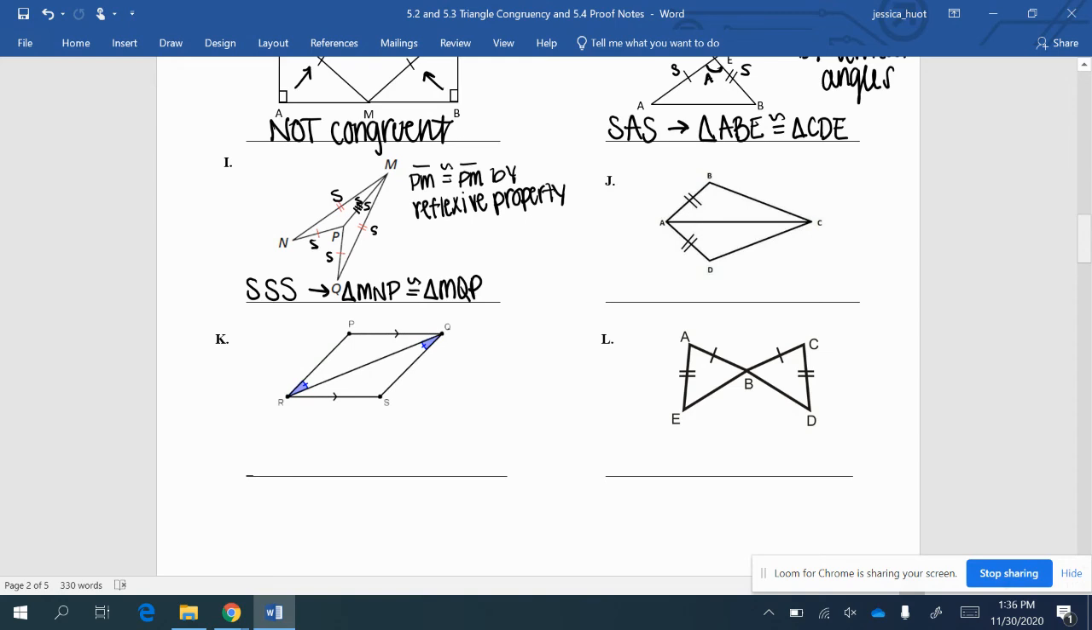J, again, I see a side that's being shared, so I'm just going to put 1 dash here because there's 2. So AC is congruent to AC by the reflexive property. But my problem is here, if I have a side congruent, side congruent, side congruent, side congruent, I am not given any other information about this. I only am given 2 pieces of information. I'm not working with a right triangle, so this one is not congruent.